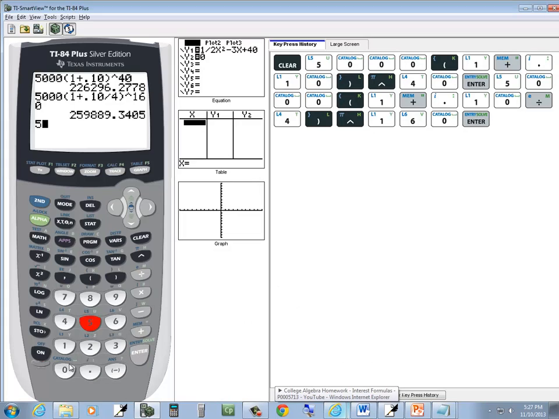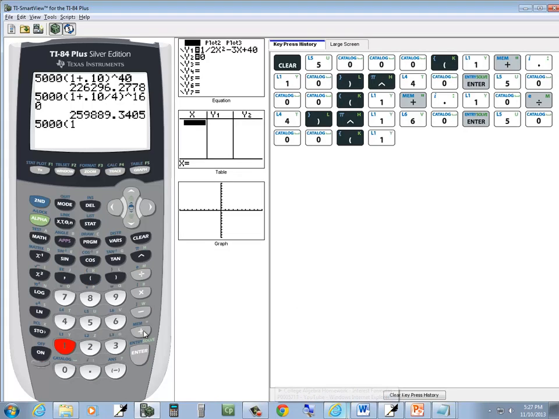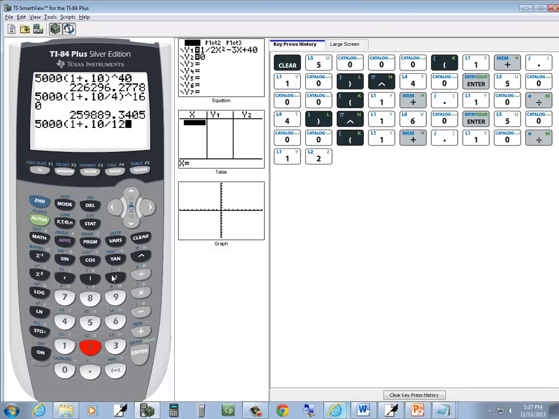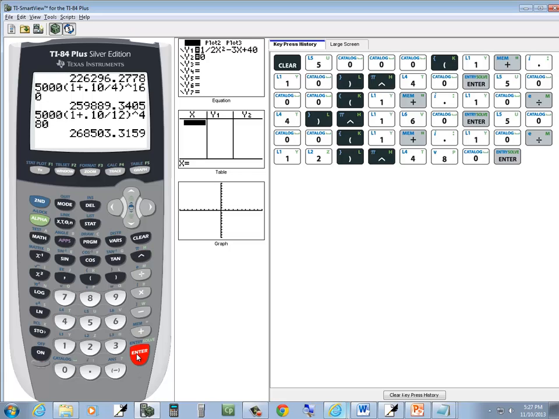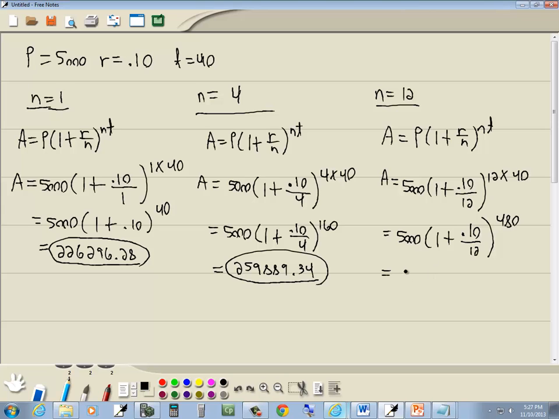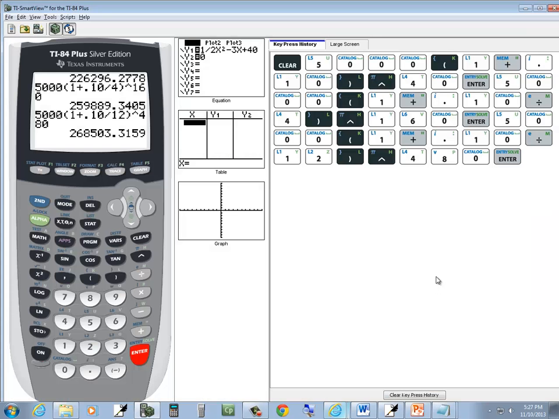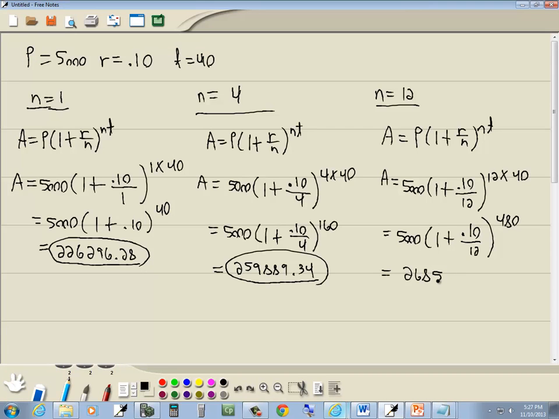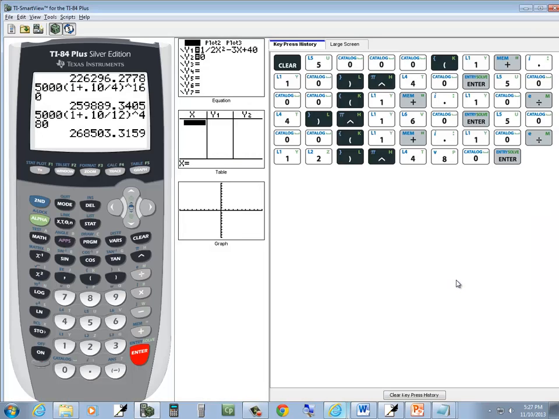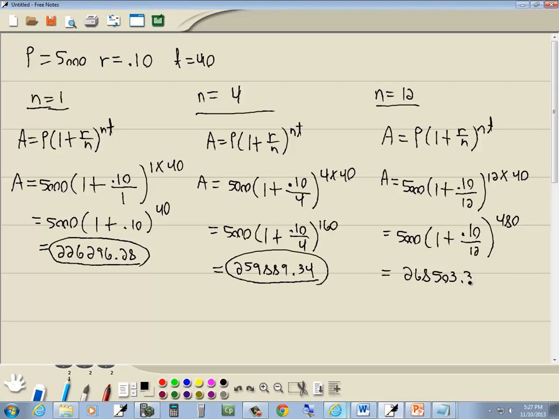So we got 5,000, beginning parentheses, 1 plus 0.10 divided by 12, closing parentheses, caret 480. Enter. And we get $268,503 and 32 cents.